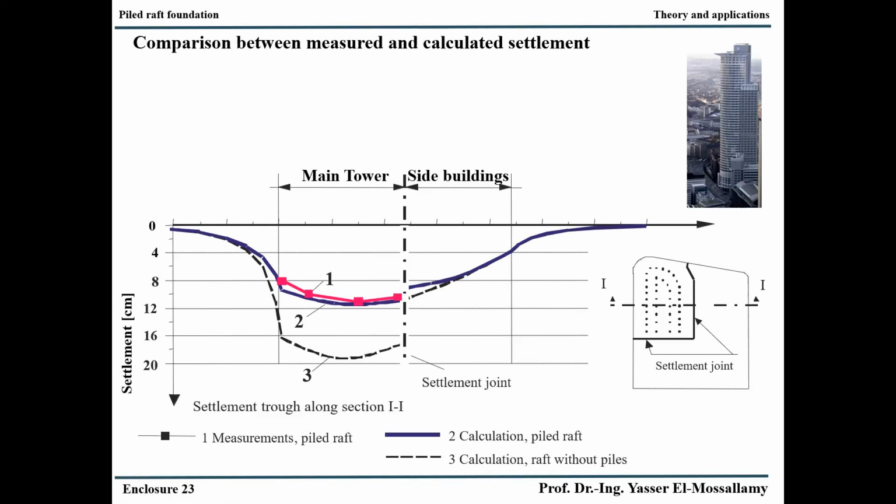Secondly, and this was the next generation of high-rise buildings in Frankfurt, we can omit completely the need of settlement joint between the differently loaded parts of the building.